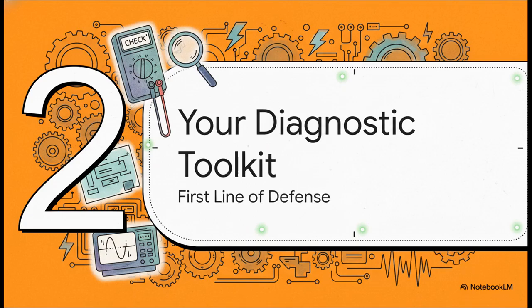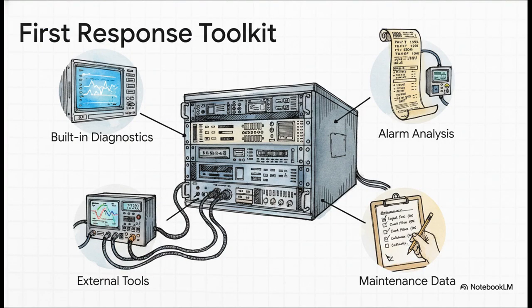Okay, the good news is modern transmitters aren't these mysterious black boxes anymore. They actually come equipped with a really powerful set of tools to help you pinpoint exactly what's gone wrong. Let's take a look at your first line of defense. So the most important thing is to start with what the transmitter is already telling you. You've got built-in diagnostics, a whole history of alarms, your own external gear, like spectrum analyzers. And if you've been doing your homework, a ton of data from your preventative maintenance logs.